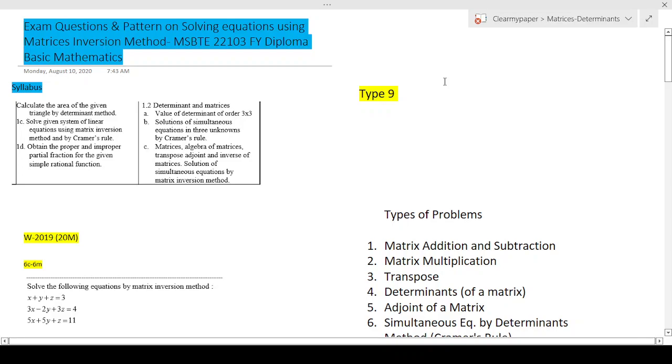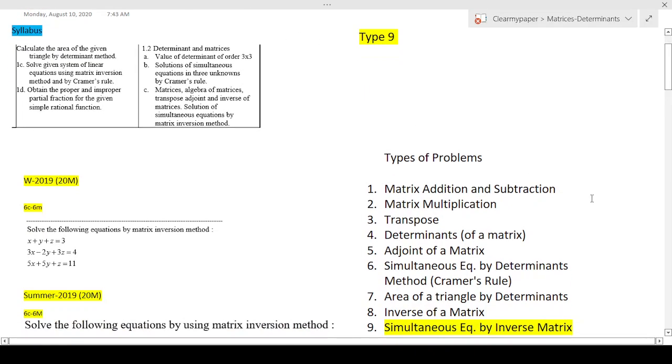In the last few episodes, we discussed how to calculate the inverse of a matrix and then how to apply that to solve simultaneous equations. Today we'll take some of the exam problems that have appeared in the last 4 years before the pandemic for the Maharashtra State Board first year diploma basic mathematics. The paper code is 22103. So we're going to talk about that.